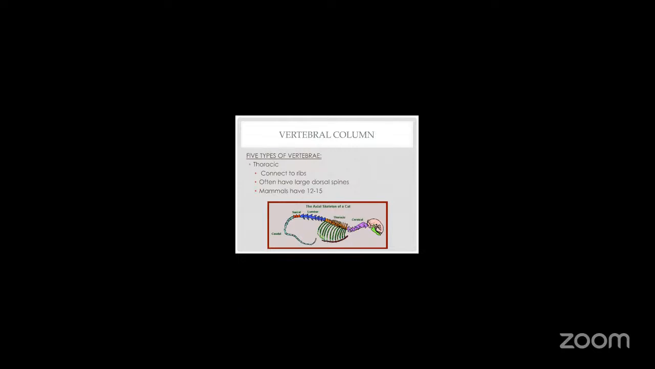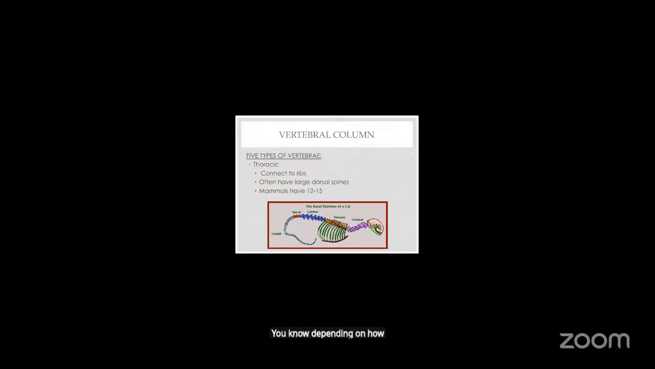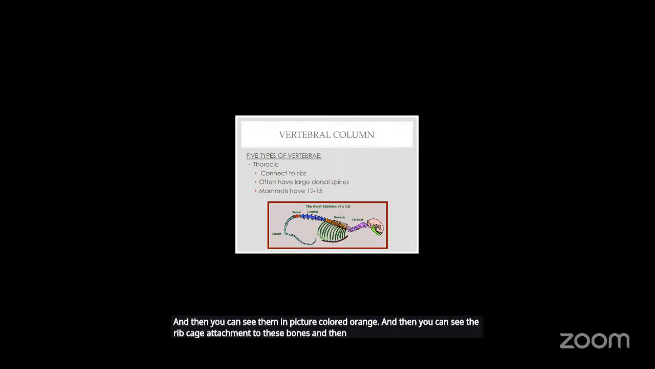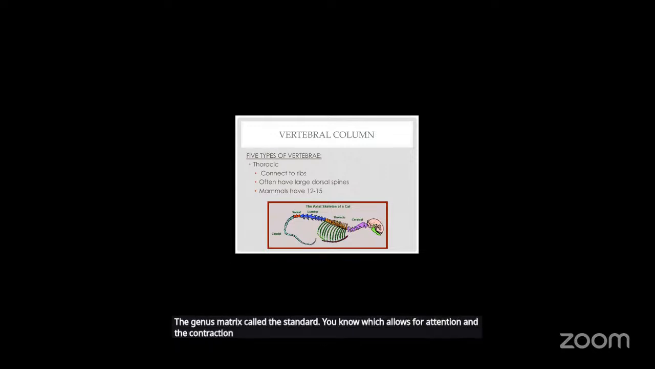For the thoracic vertebrae, they connect to the ribs, like I said. They often have large dorsal spines. For mammals, the number varies between 12 and 15 thoracic vertebrae, depending on how large the animal is. You can see them in the picture colored orange, and then you can see the rib cage attachment to these bones, and then the sternum, which allows for expansion and contraction of the thoracic region.